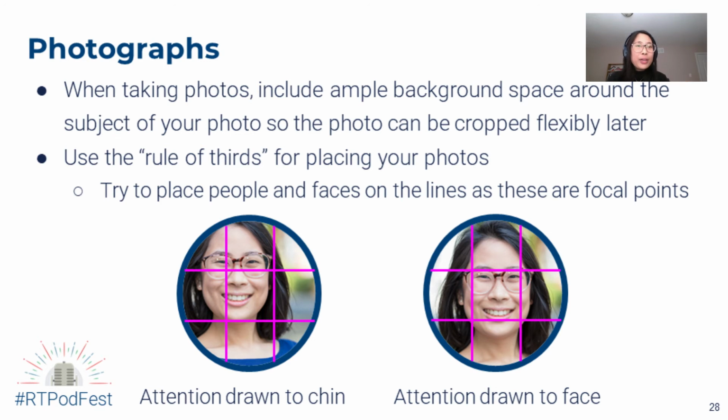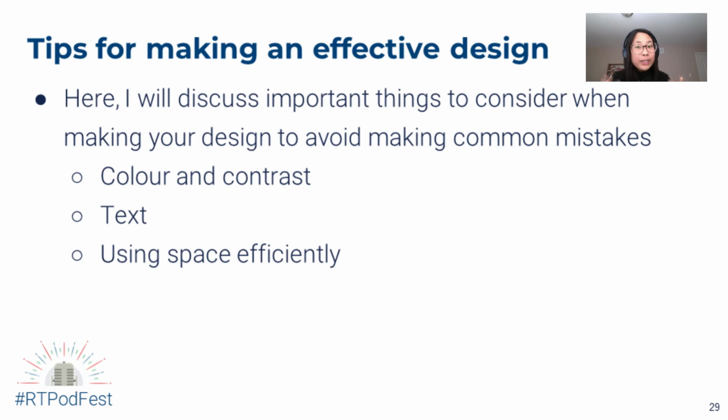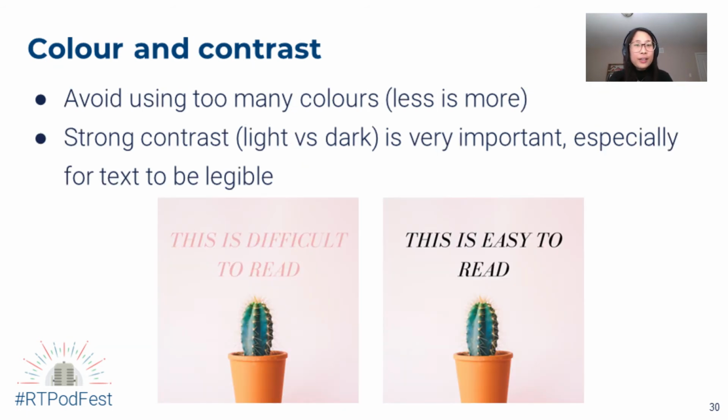So now finally, I'm going to discuss tips for making an effective design, and I'll go over some really, really common mistakes that I see in design. So first off, color and contrast. Number one, don't use too many colors. Less is more. Make sure you have strong contrast. Again, this is really important for your text to be legible. Again, your logo is going to be super, super tiny on a phone. Same with your Instagram posts. One thing that I like to do to make sure my stuff is legible is I will literally zoom out on whatever I'm making it in or send it to myself on my phone and see how it looks.